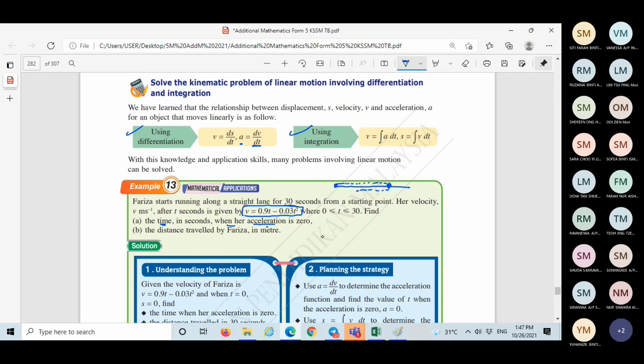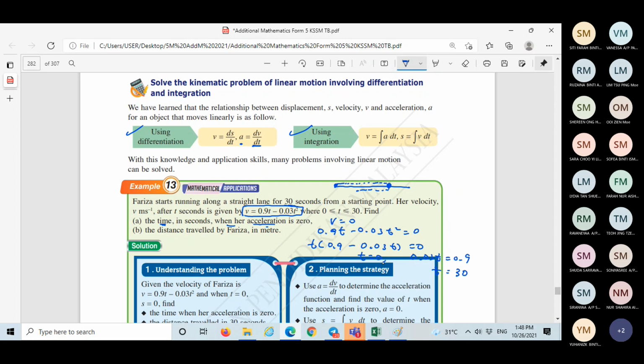Since we have V, we let V be 0 and see what will happen. So 0.9T minus 0.03T squared equals 0. See, is my story correct or not? Not turning back. But you can always try, because who knows, the questions can be crazy. So T is 0 is one answer. The other one: 0.03T is 0.9, so T is 0.9 divided by 0.03, which is 30.